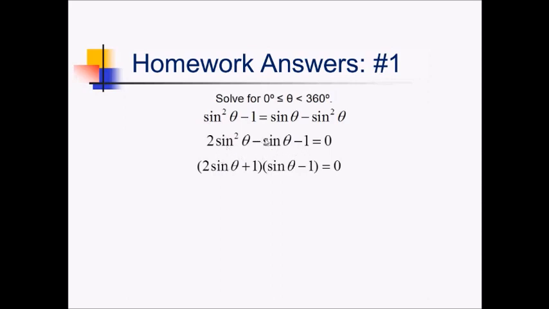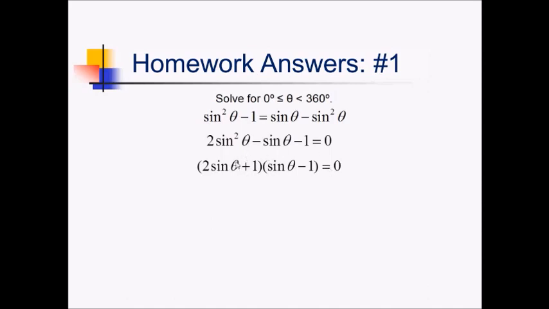So we've got 2 sine times negative 1 is negative 2 sine. We have 1 times sine is positive 1 sine. Negative 2 plus 1 gives us this negative sine of theta in the middle. So this works out if you FOIL it out. Cool. Let's set each of these parentheses equal to 0 now and solve.